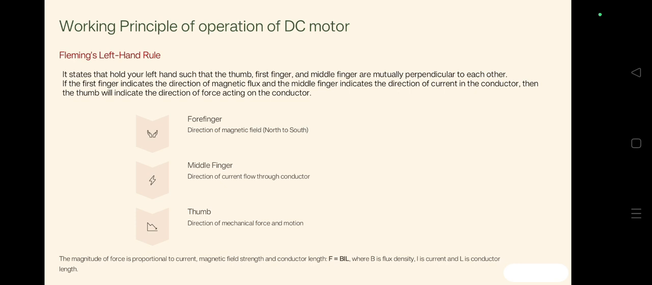Working principle of DC motor. Now let us understand the working principle of DC motor. The DC motor works on the principle that whenever a current carrying conductor is placed in a magnetic field, it experiences a force. The direction of this force is given by Fleming's left hand rule.